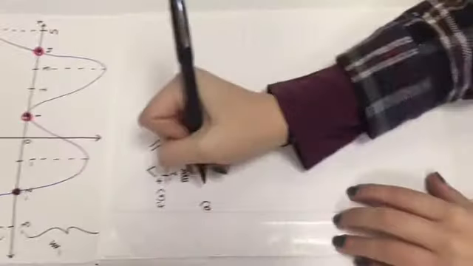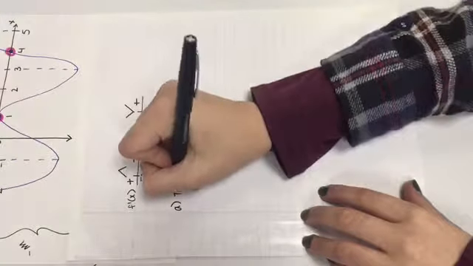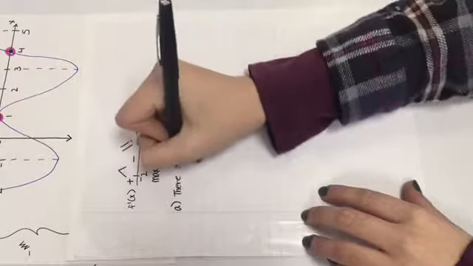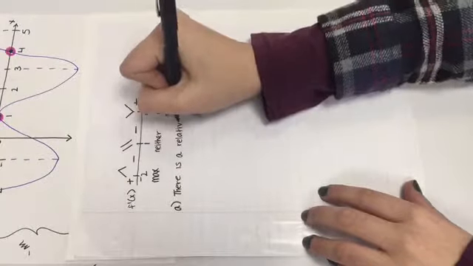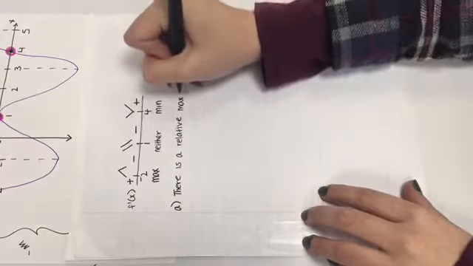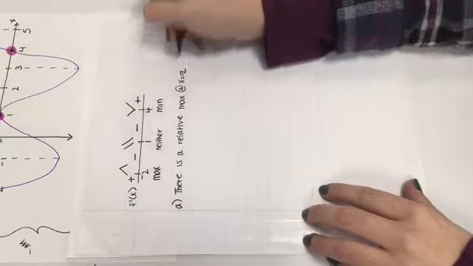For what values of x does f have a relative maximum? F has a relative maximum at x equals -2 because the slope changes from positive to negative.